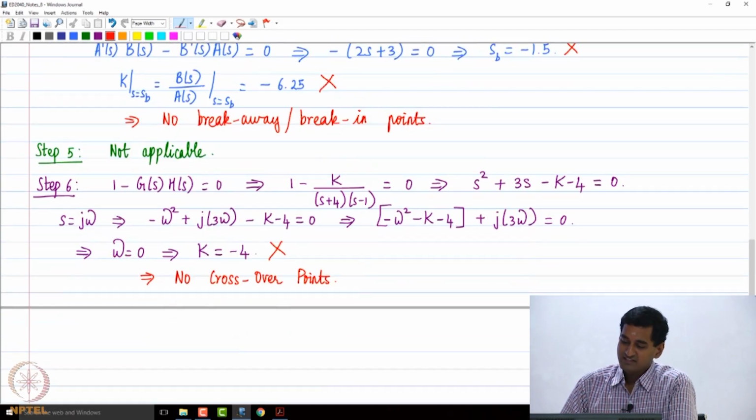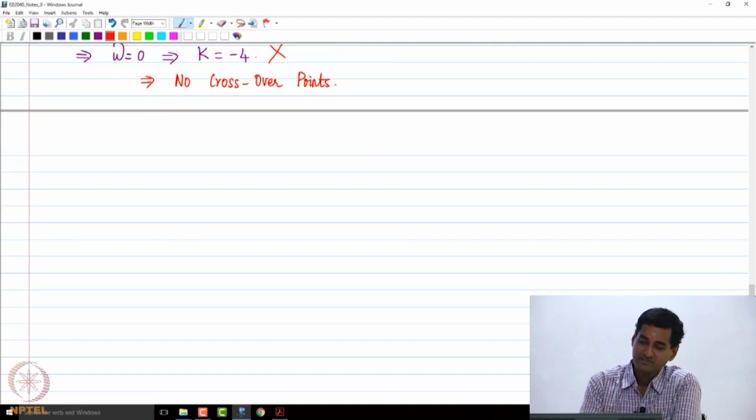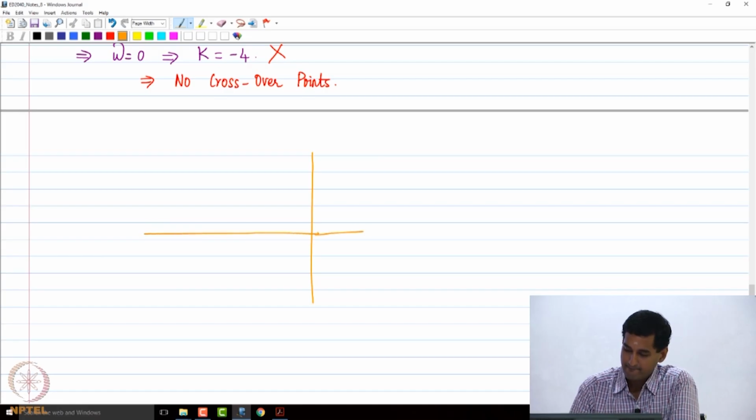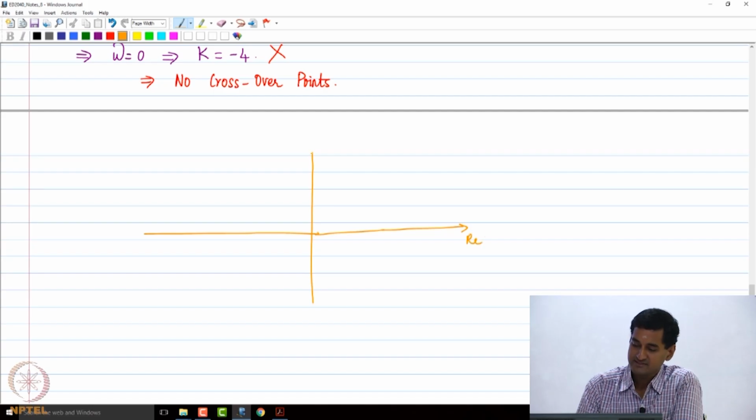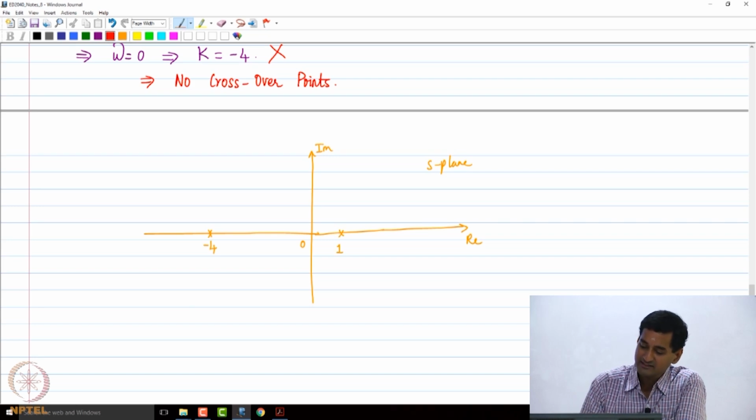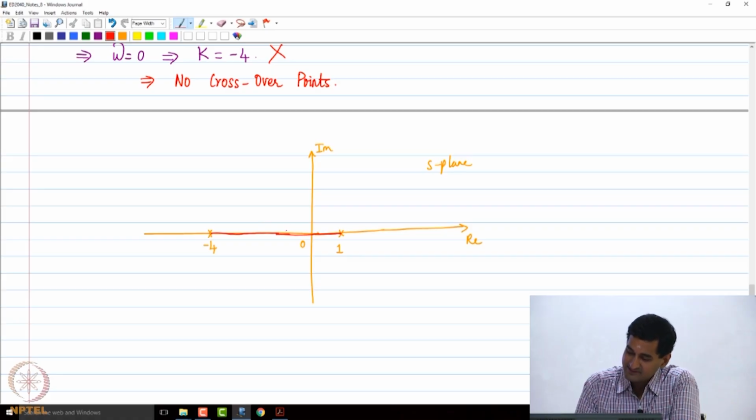So, if we sketch the root locus now, what do we see? Let us say this is the real axis, imaginary axis, S plane, 0, and the open loop poles were at -4 and +1. Let us say I use red color to construct the root locus with negative feedback. If you recall what happened with negative feedback, the root locus was something like this.